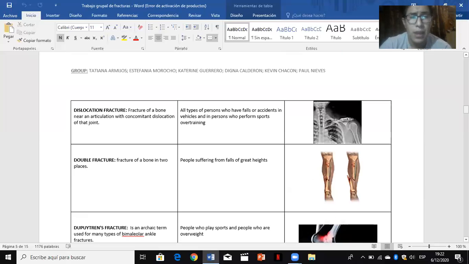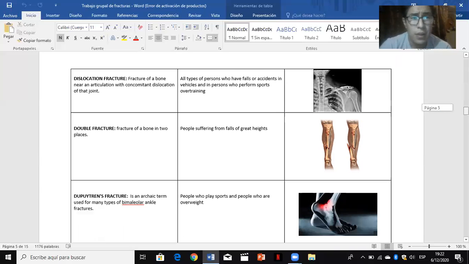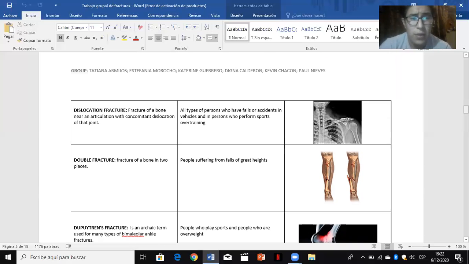Dislocation fracture: fracture of a bone and articulation with dislocation of that joint. People at risk: all types of persons who have falls or accidents in vehicles, and persons who perform sport overtraining. Double fracture: fracture of a bone into two places or parts. People suffering from falls.